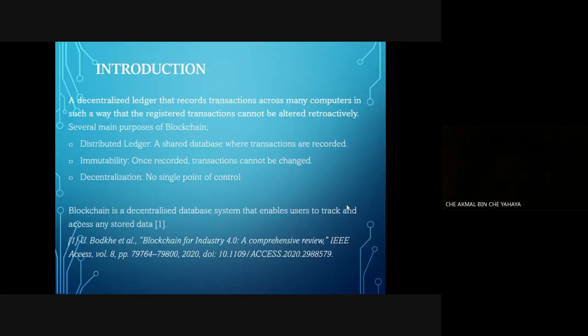There are several main purposes of blockchain. First is distributed ledger, a shared database where transactions are recorded, followed by immutability: once recorded, a transaction cannot be changed. And last one, decentralized, no single point of control. This means that it does not depend on one server, which we call centralized. Because of this, blockchain is more ready for security of database records and immutability that cannot be altered at all. So blockchain is a decentralized database that enables users to track, access and store data, from a paper on the blockchain for Industry 4.0, a comprehensive review.